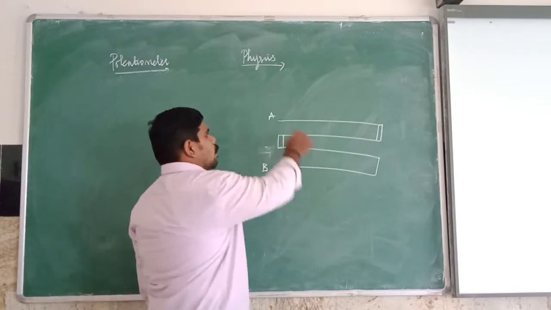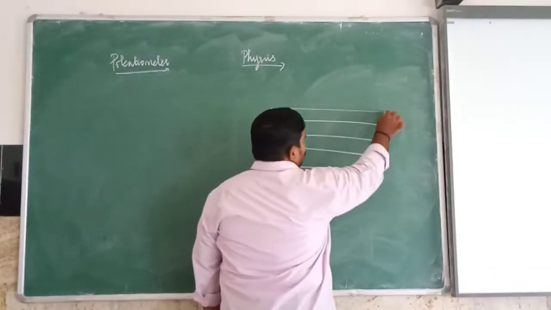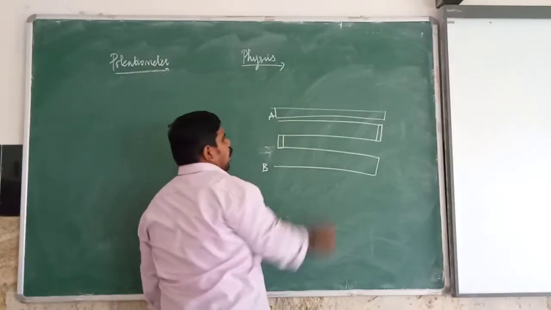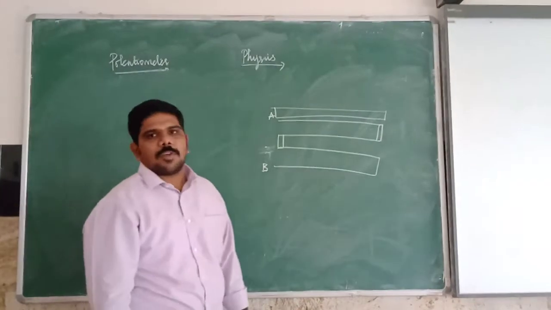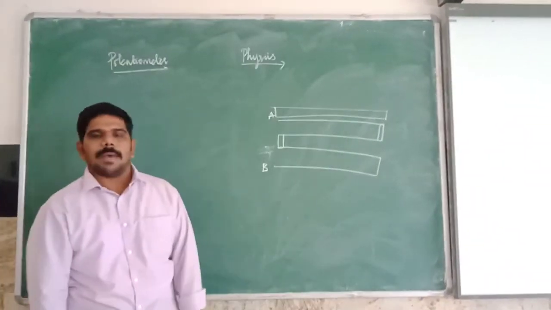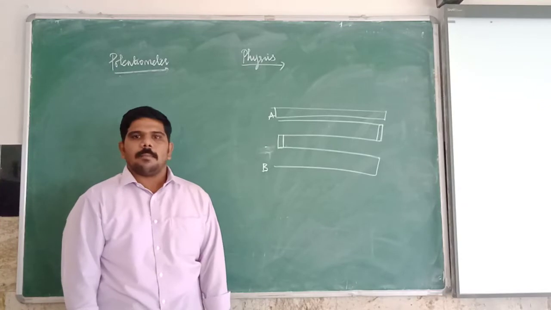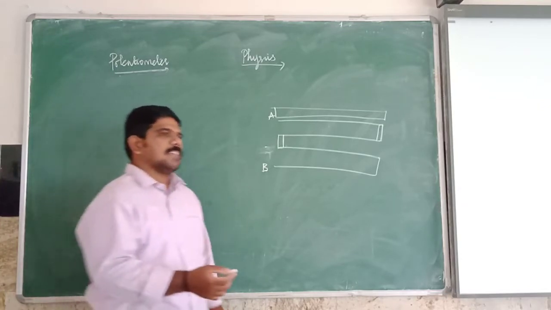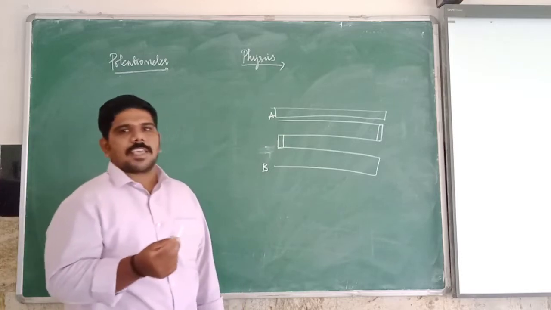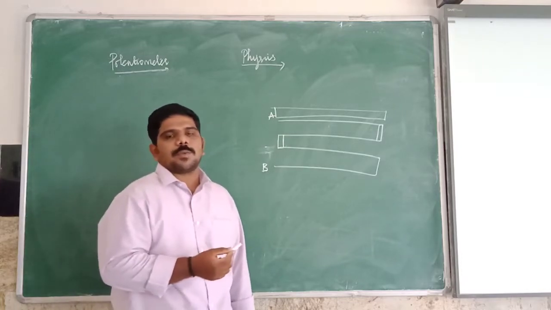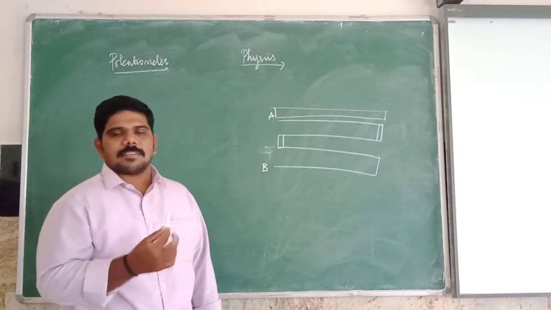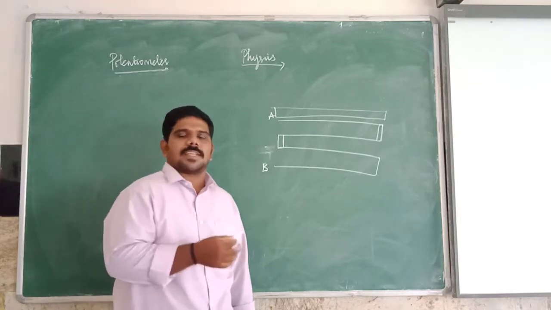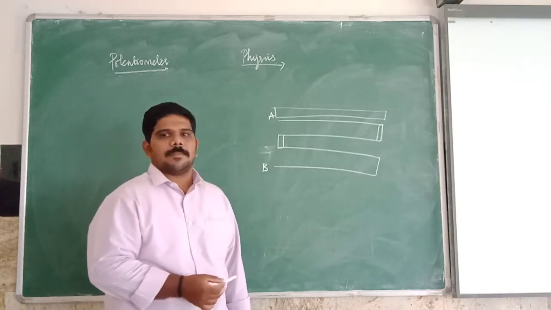Then we have a 1 meter scale. A 1 meter scale is fixed above the wires, which is used to measure the balancing length. Then we take a jockey. The jockey is the instrument which provides contact with the potentiometer wire.